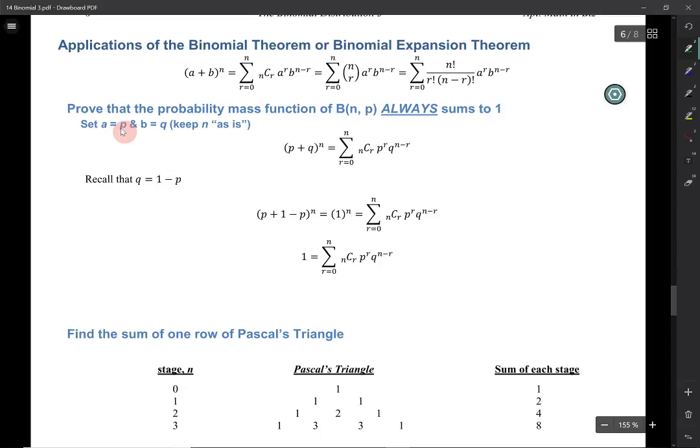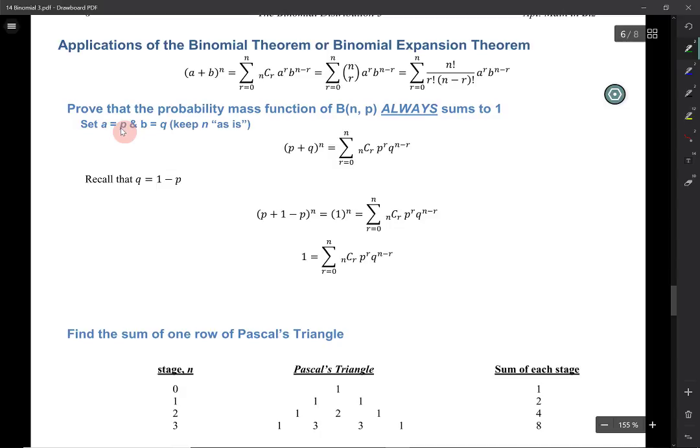Another thing that we can do with the binomial formula, the binomial theorem, is find the sum of one row of Pascal's triangle. So what do we mean by that? Remember this Pascal's triangle. There are different stages: we'll call this the 0 stage, the first stage, the second stage, the third stage, and so forth. What we want to do is find the sum of one row of Pascal's triangle. So if we add up that one, that's the trivial one, right? The first stage is 1 and 1, so that's 2.